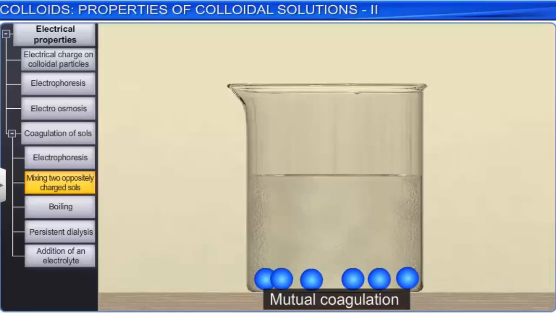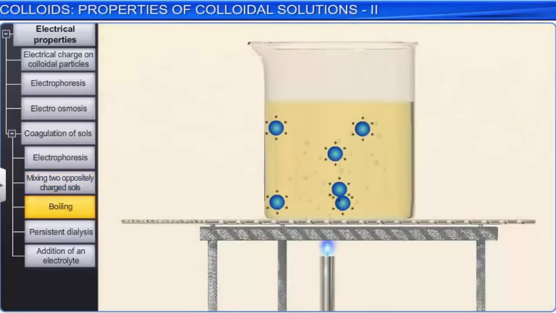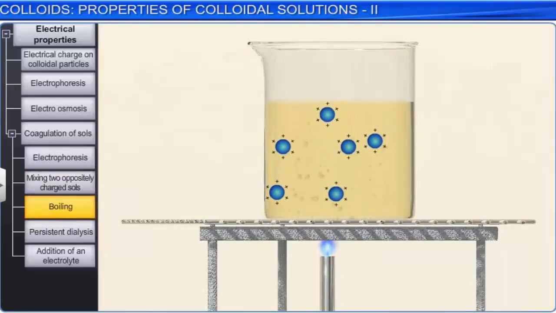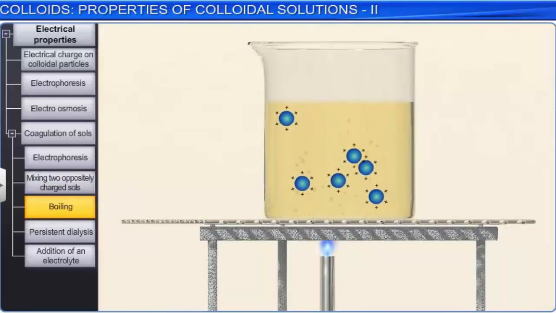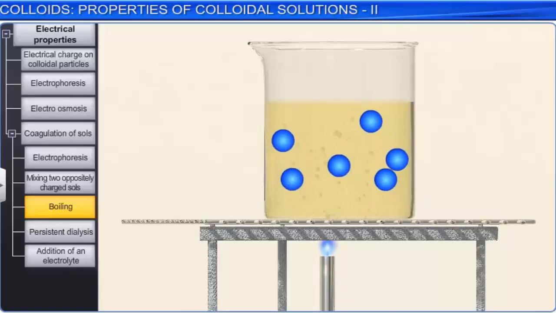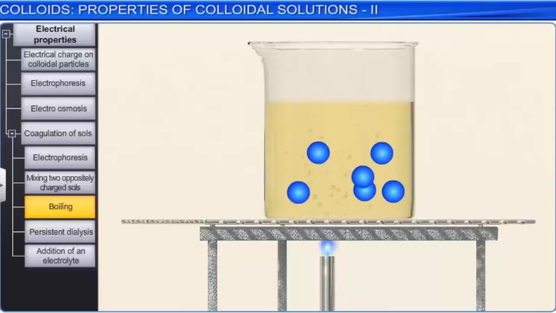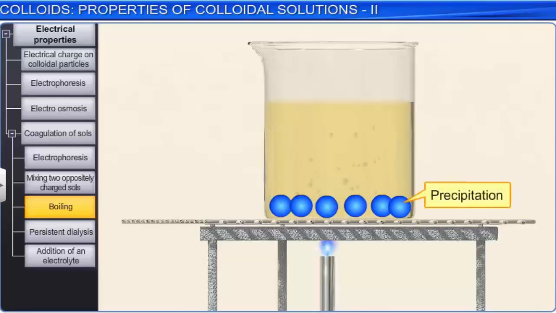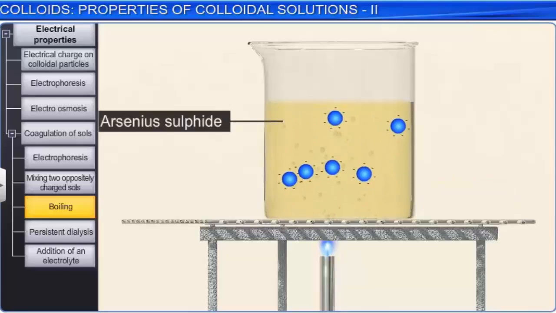A sol may also be coagulated by simple boiling. When a sol is boiled, the adsorbed layer on the colloidal particles is disturbed because of the higher number of collisions with the molecules of the dispersion medium. This reduces the charge on the colloidal particles and ultimately leads to precipitation. Arsenious sulfide sol undergoes coagulation on boiling.